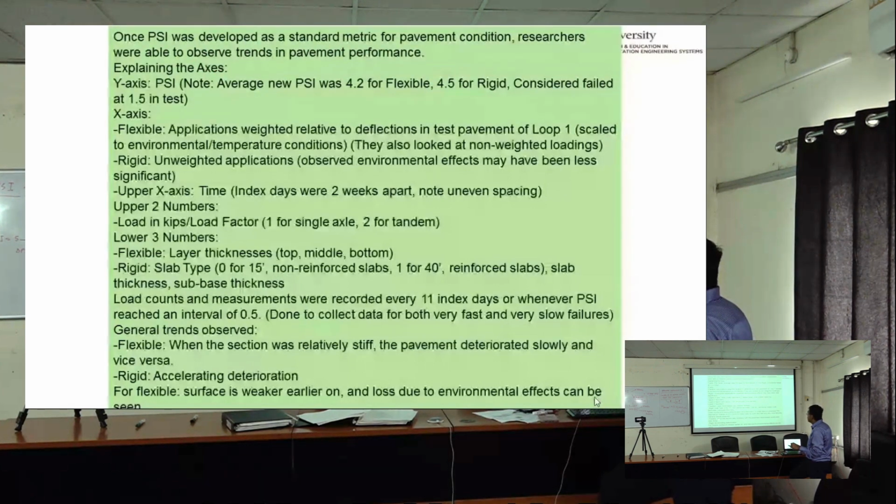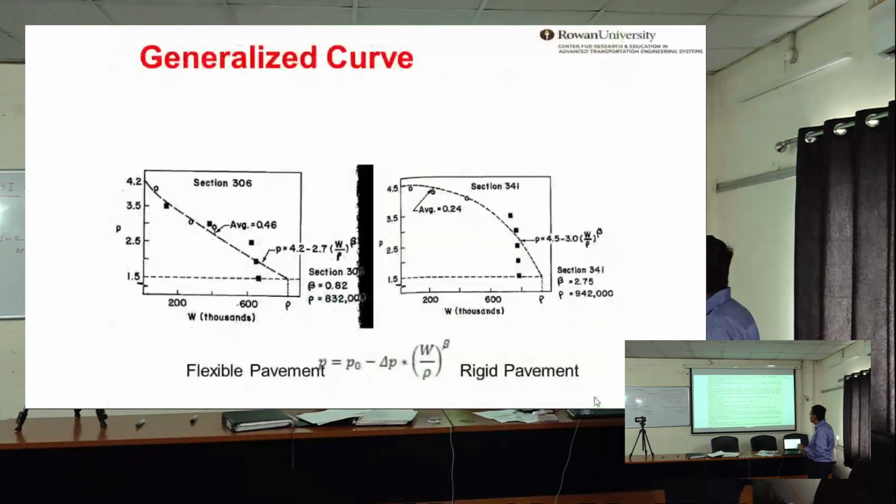Next one. Flexible: when sections were relatively stiff, the pavement deteriorated slowly, and vice versa. So the very stiff section performed very well. A rigid pavement should accelerate deterioration. For flexible, the surface is weaker early on and loses due to environmental conditions. So again, delta PSI long term is.